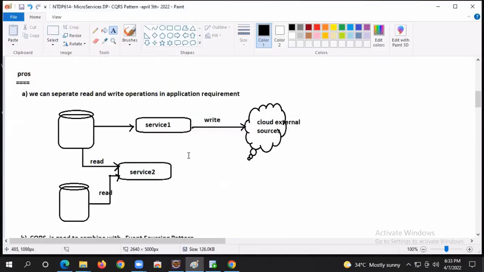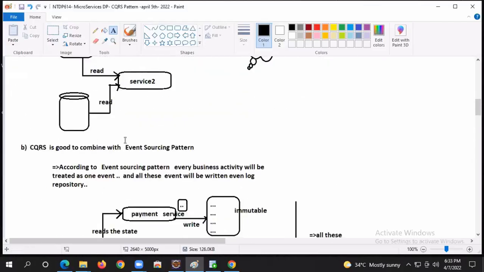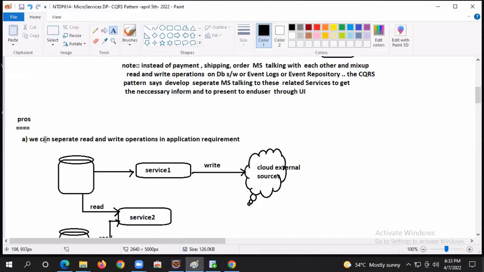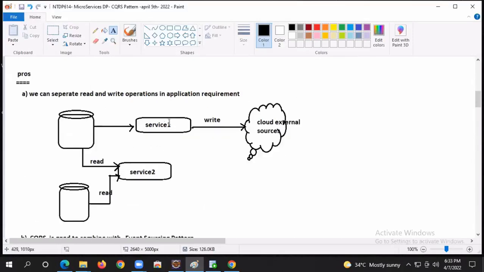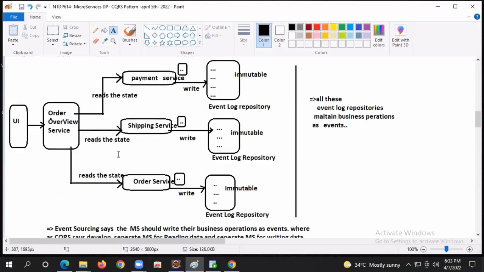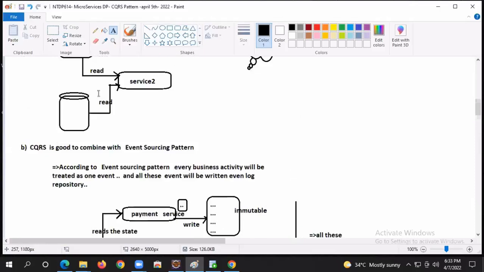I hope you got the basic idea, guys. There are two advantages. One is that it dedicatedly allows us to separate read and write operations. At the same time, it's always good for CQRS to be implemented along with the event sourcing pattern.